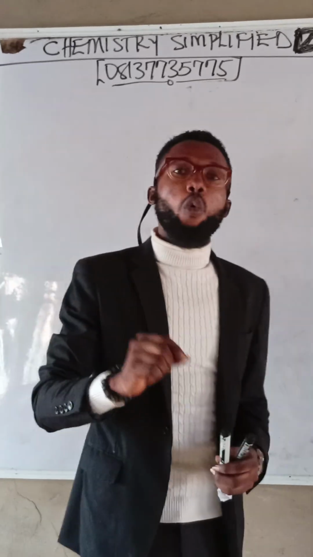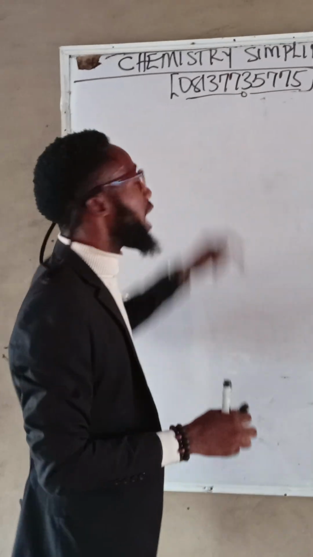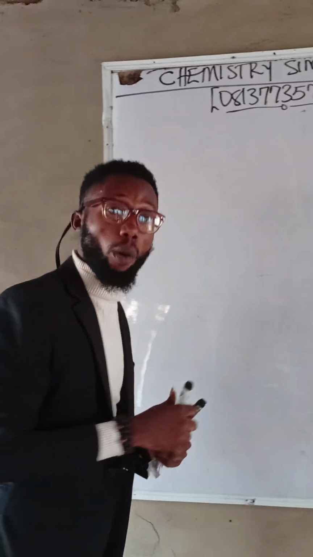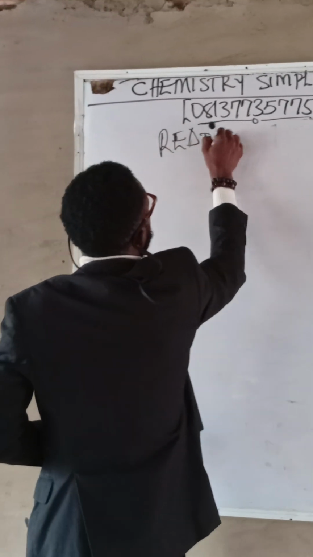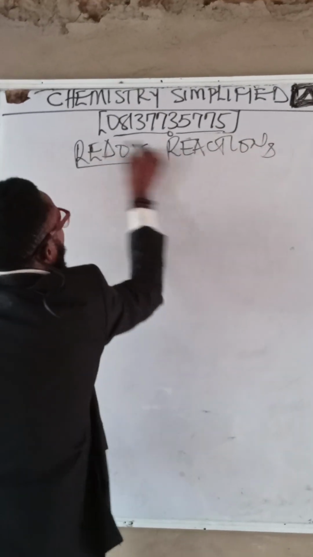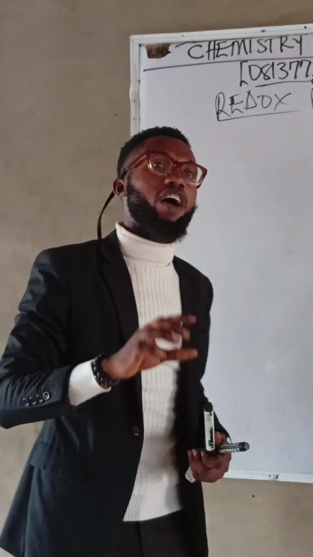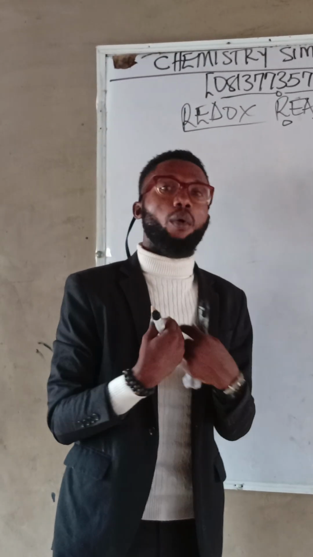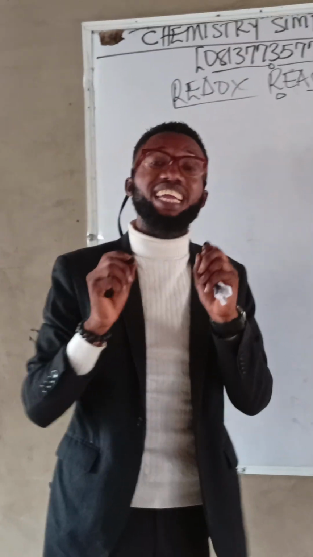Without wasting much of our time, in today's class we are going to explain a particular topic which is very common in UTME, commonly known as JAMB. The topic is redox reaction. I'm still going to dedicate a particular video to explain it in detail, but because of the exam we are approaching, which is JAMB, I'm only going to explain how to balance redox reaction in today's class.